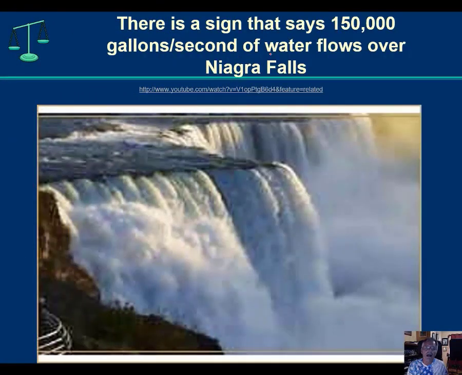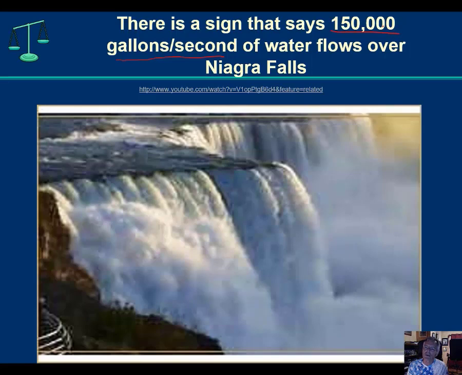Niagara Falls. Well, the story goes that there is a sign on the American side of Niagara Falls that says 150,000 gallons per second of water go over Niagara Falls. It's 150,000 gallons. Now, given what we've said about uncertainty, where is the level of uncertainty?